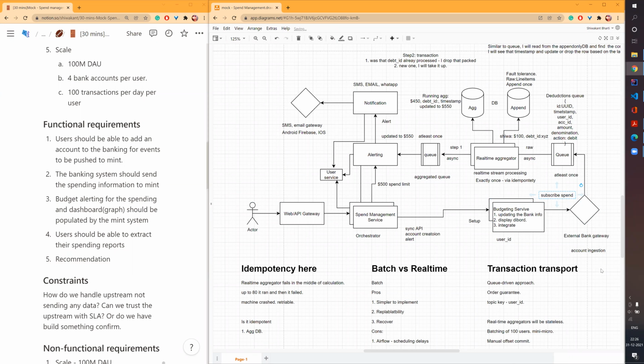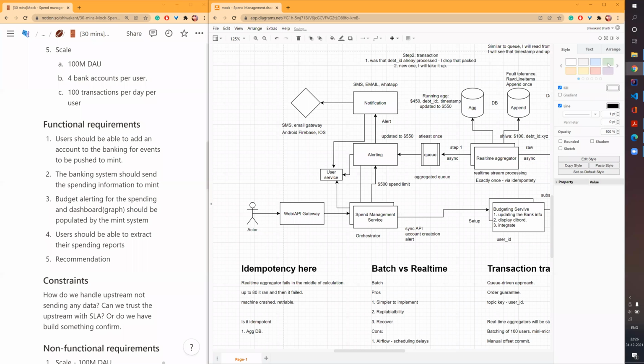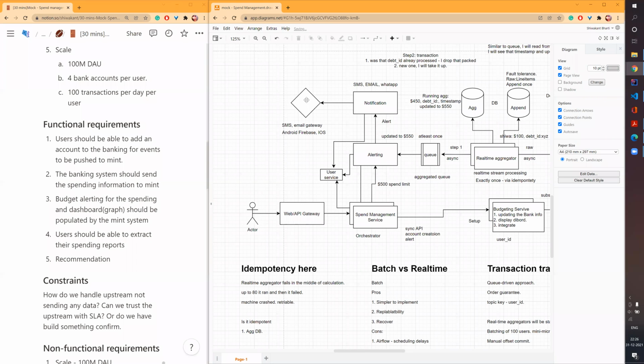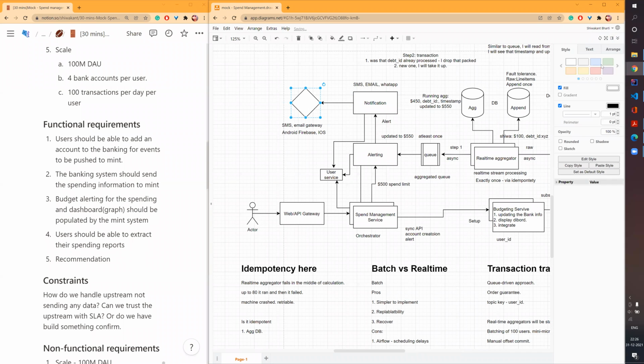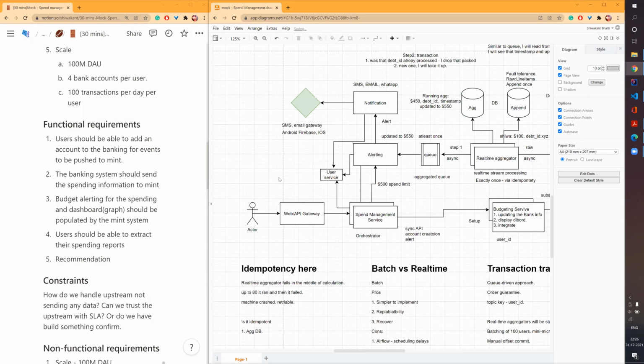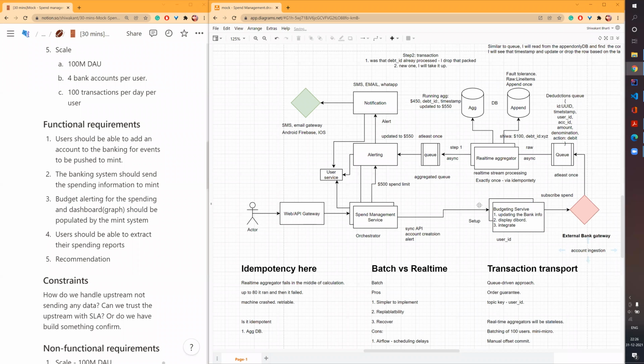So this is basically the external bank here. I'll just highlight this to be very specific, maybe external component here. So this is visible, right? And this I will make another external component here. So these are two components. This is external bank gateway, and this is SMS and email gateway. So these are external systems. That's why I'm making it different colors, so to say.